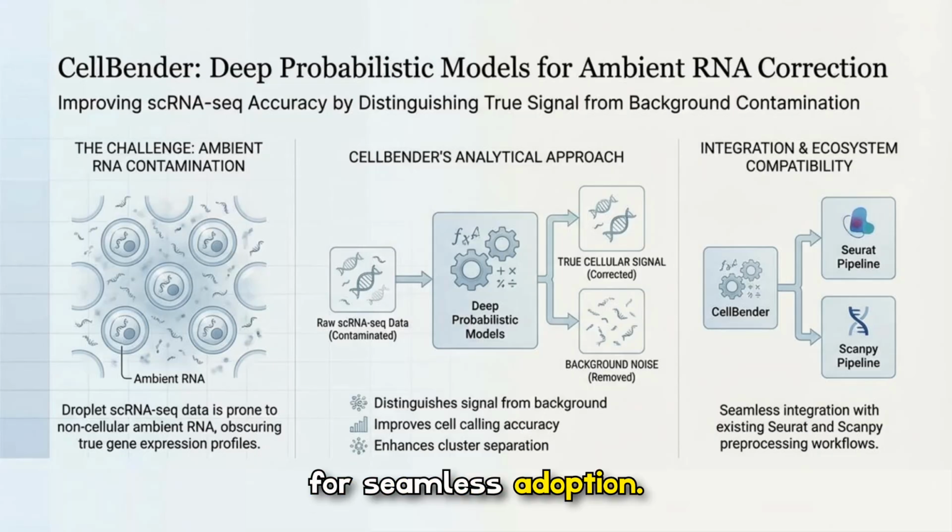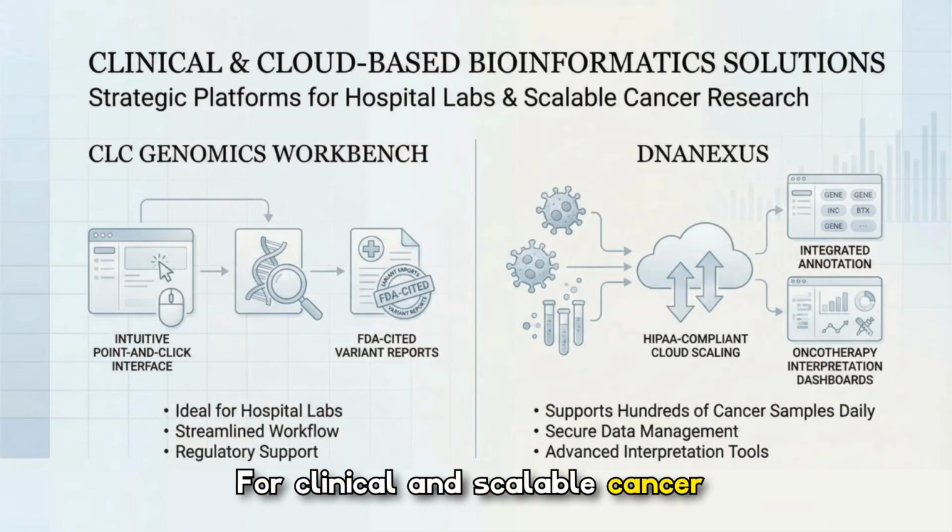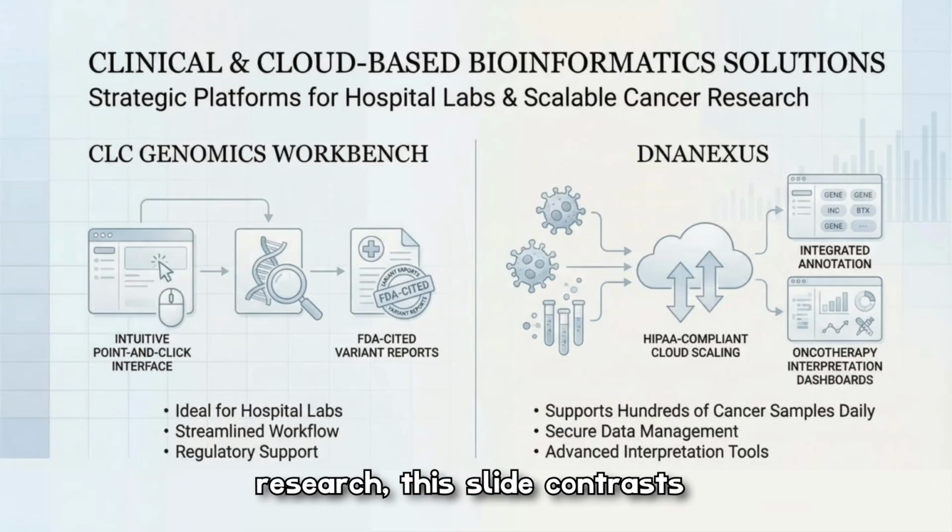For clinical and scalable cancer research, this slide contrasts CLC Genomics Workbench and DNAnexus. CLC offers an intuitive, point-and-click interface and FDA-cited variant reports ideal for hospital labs and regulated workflows, while DNAnexus provides HIPAA-compliant cloud scaling, secure data management, and advanced interpretation dashboards that support hundreds of cancer samples daily and streamline clinical pipelines.